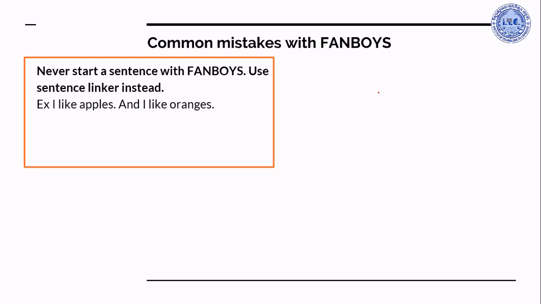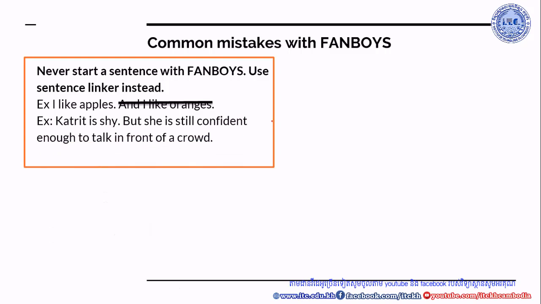Now let's take a look at an example. Most Cambodian students always start sentences with and. Look at the example: And I like oranges. Again, everyone, you do not use a FANBOY to start a sentence. You cannot use and to start a sentence. It is wrong.